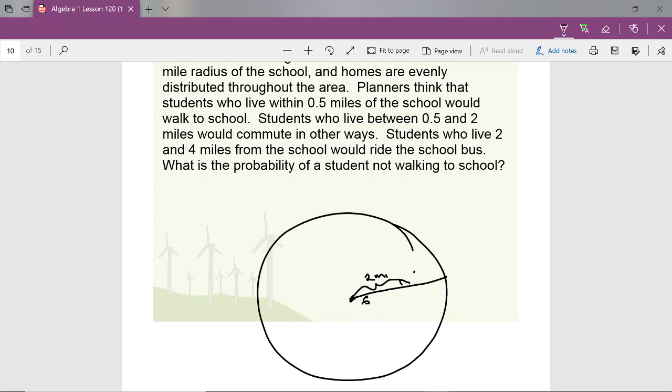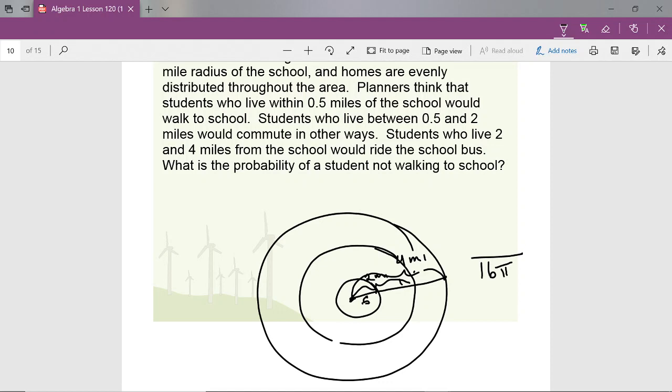So this outside piece here is 4 miles. Okay, they would need to ride the school bus. So what is the probability of a student not walking to school? Basically, we want to know the area of this total circle. In this case, we would be doing 16 pi. Okay, you can check my work there.